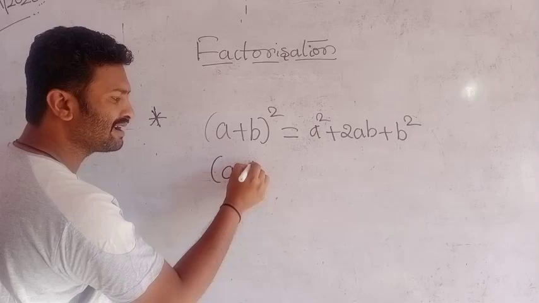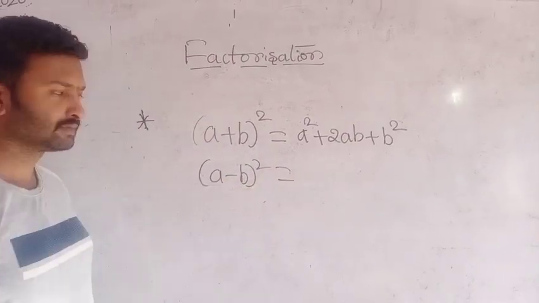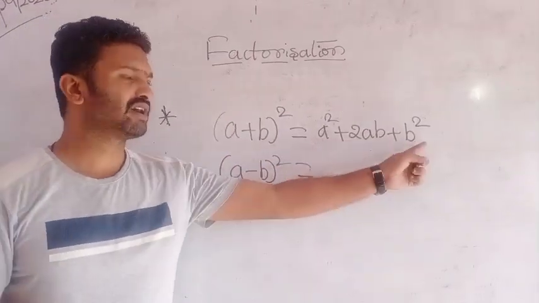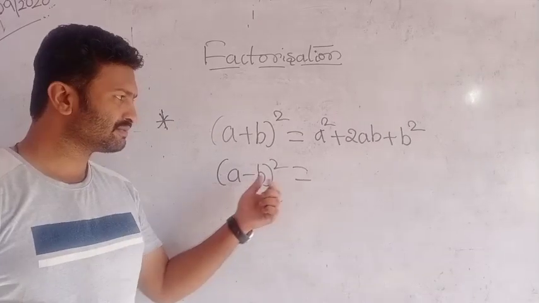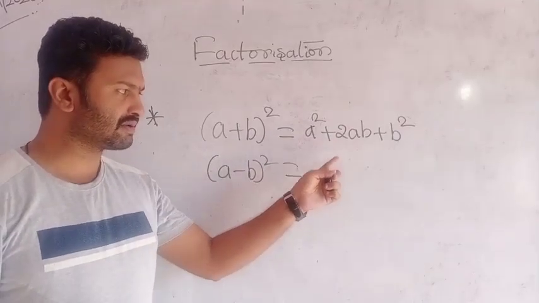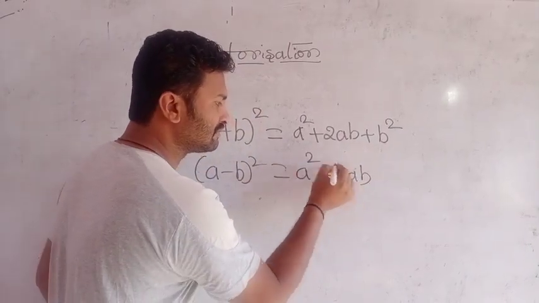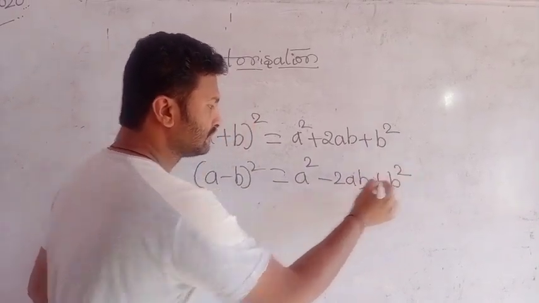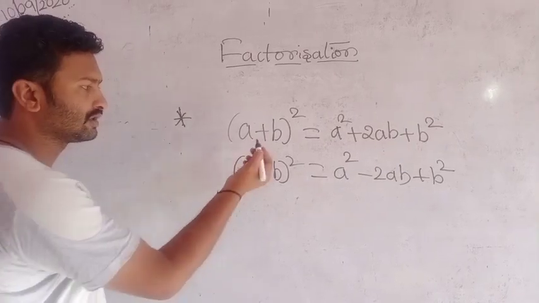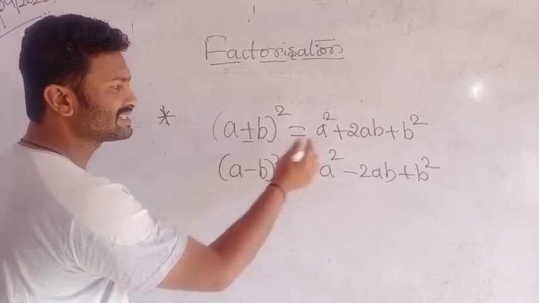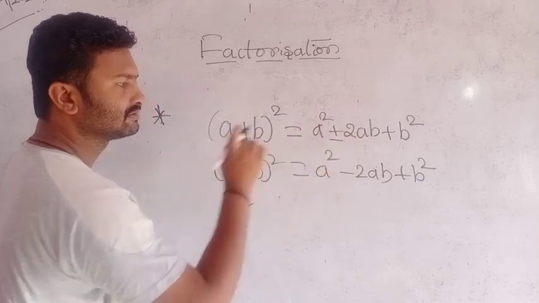And one more identity, (a - b) whole square equals what? Here plus is there, so everywhere plus. Here minus means we just have to replace this plus 2ab by minus 2ab. Minus 2ab, everything else same. Okay? Clear? Or we can replace here only. Here the minus sign is there, so here only minus.